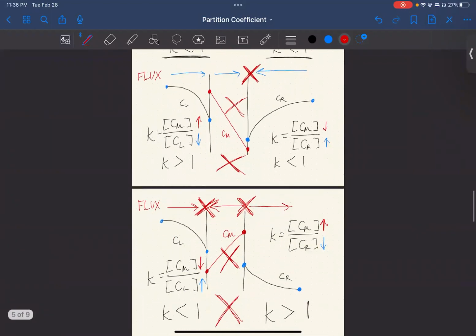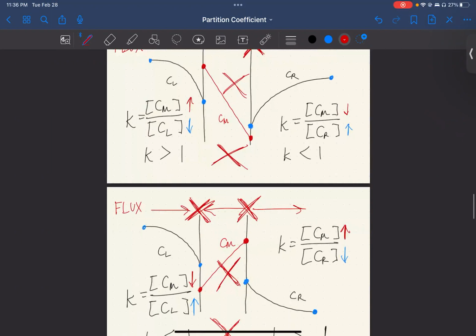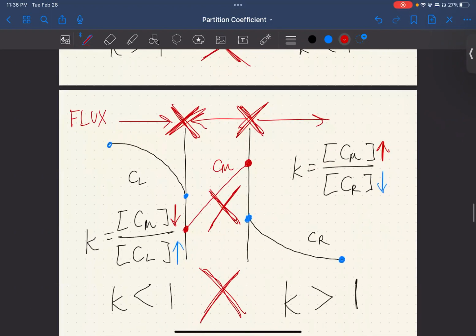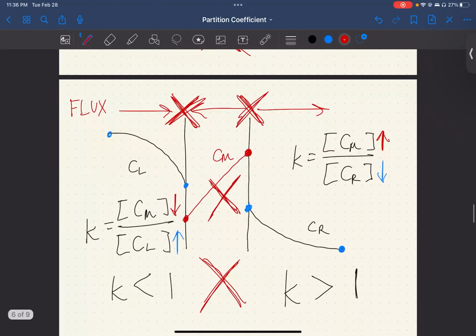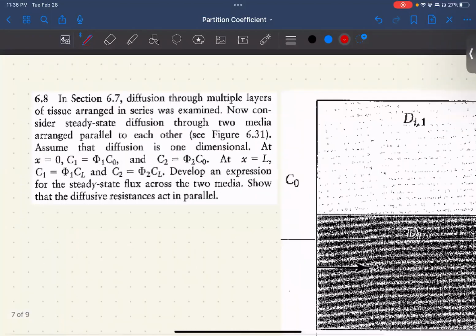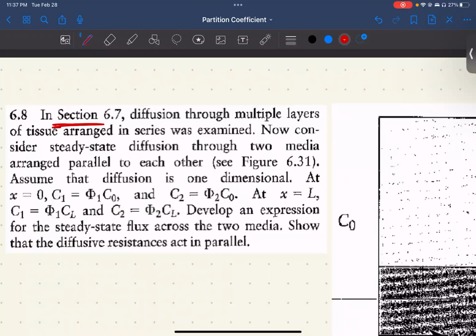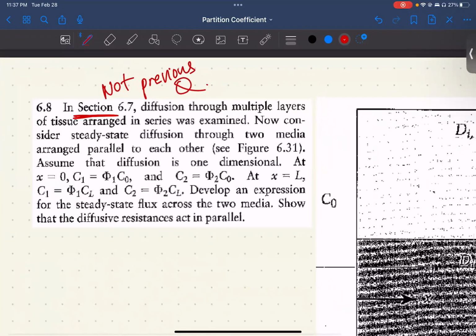And another question that we can see is how we can derive an expression for the concentration profile in the membrane, right? Using partition coefficients. Let's take a deeper dive into this. So this is 6.8, following 6.7. And this is referring to section 6.7, not the previous question, okay? So let's read this.